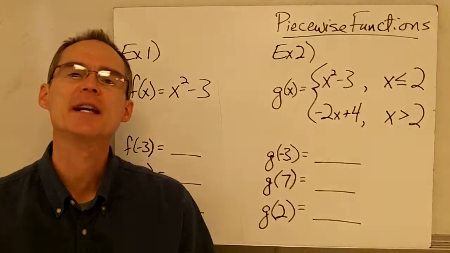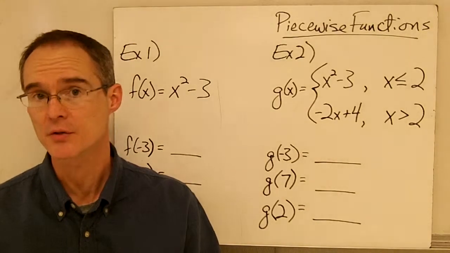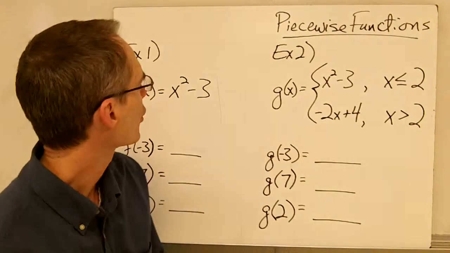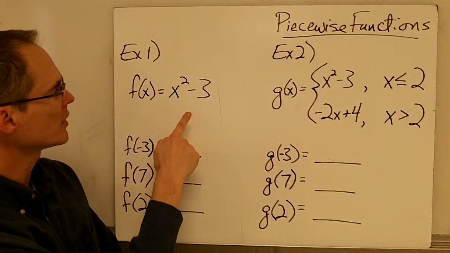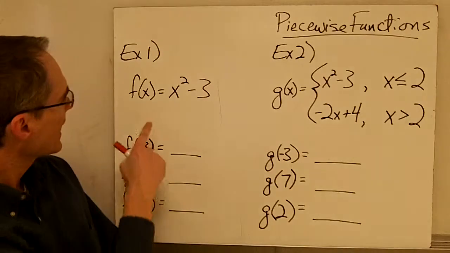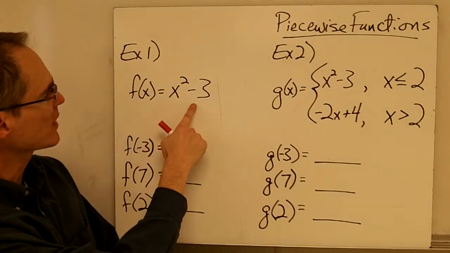Okay, in this video we're going to take a look at something called piecewise functions. Before we look at piecewise functions, we're going to look at the function in example 1, which is a more ordinary kind of function. I see it's f of x equals x squared minus 3.